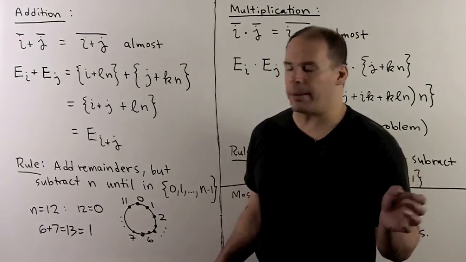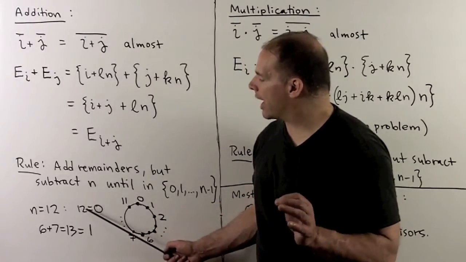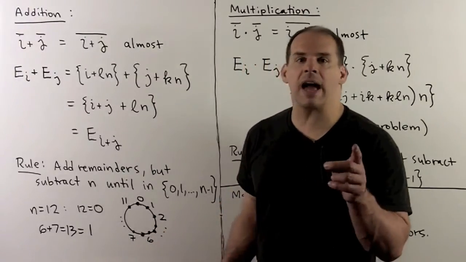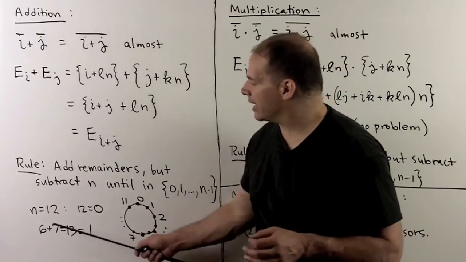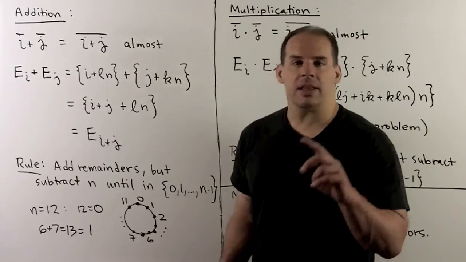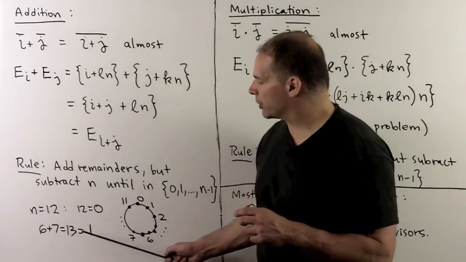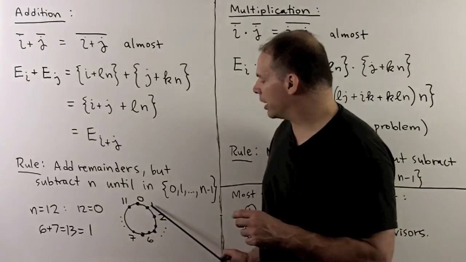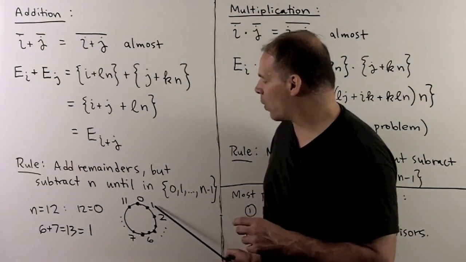As an example, we take n equal to 12. So here 12 is equal to 0 on our clock, so it's going to go from 0 to 11. For instance, if we take 6 plus 7, that's going to give me 13. 13 is not in our set of labels, so I'm going to subtract 12, and that's going to give me a 1. So if I take 6 and just move up by 7, we land on 1.